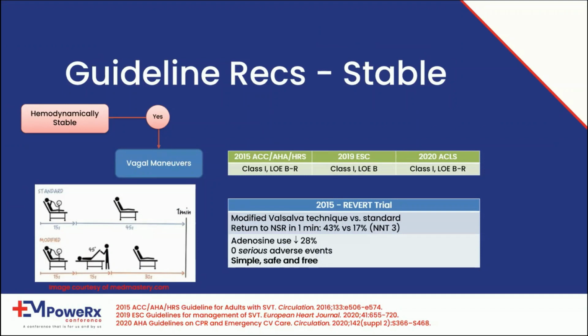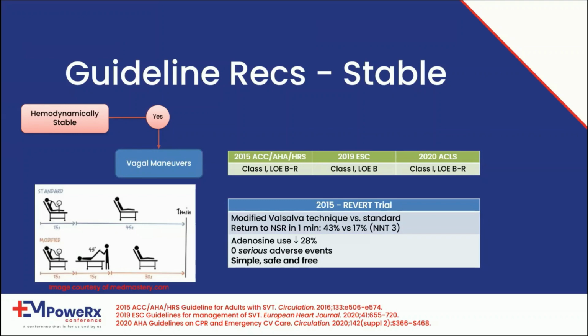They modified that technique, taking the patient from a semi-recumbent position, lifting their legs up and laying them down for another 15 seconds, and then bringing them back up. And what they found was that after that 1 minute, conversion to return to normal sinus rhythm was significantly higher, with the number needed to treat of only 3. And antiarrhythmic use after the vagal maneuver was also lower. Adenosine use was reduced by 28%, and there were 0 serious adverse events.